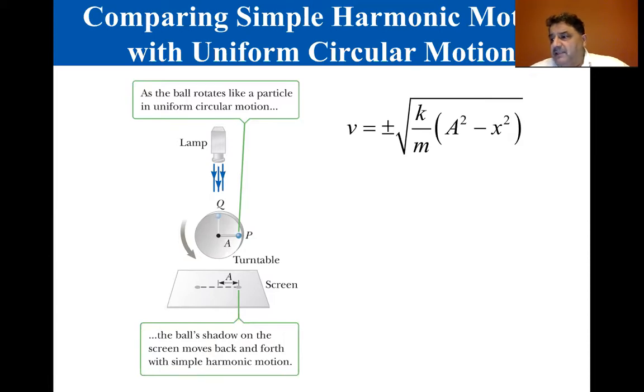We can understand this by looking at the velocity equation. Let's rewrite it in terms of a constant c. v equals c times the square root of a squared minus x squared. This equation tells us that the velocity of an object moving with simple harmonic motion is related to the displacement.